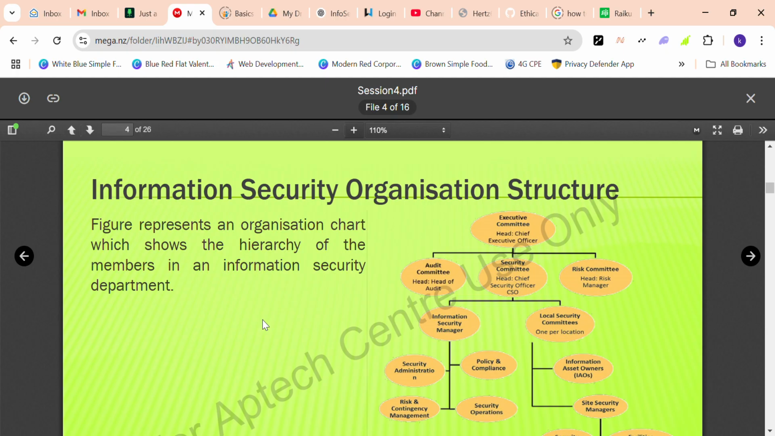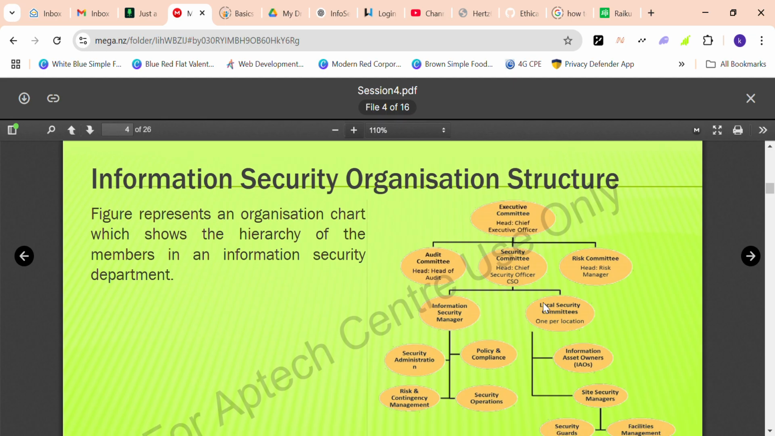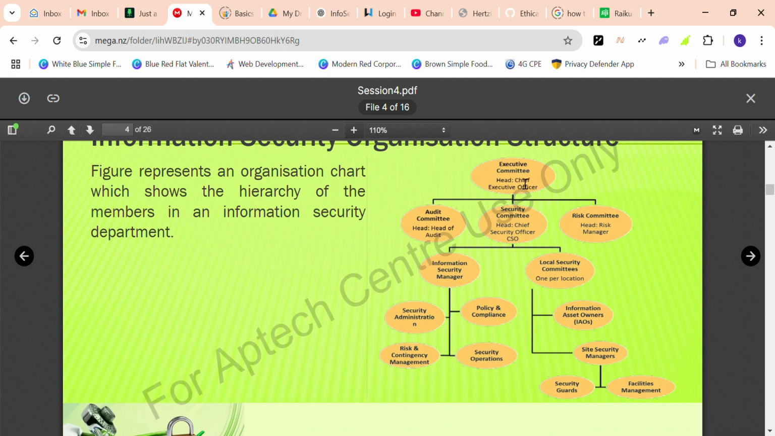Information security organization structures. This diagram represents an organization chart which shows the hierarchy of the members in an information security department. This is the executive committee, which is the chief executive officer, and these three: audit committee, security committee, and risk committee. The people that will join the executive committee are the heads of audit, security, and risk. So these are the three people that will join the chief executive officer in this committee. The head of audit will represent them in that department. For the security committee, the chief security officer will join them. Now, the head of risk manager will join them in this executive committee.